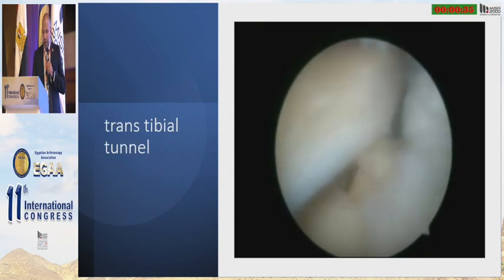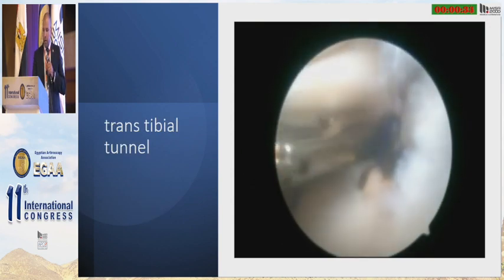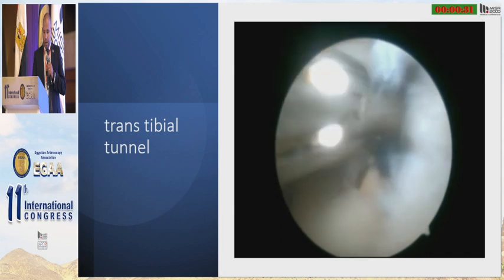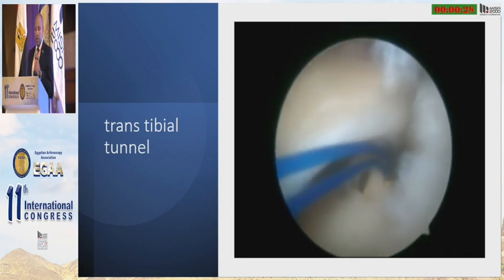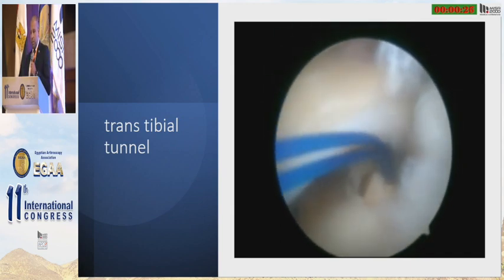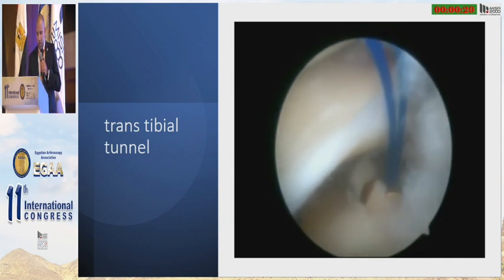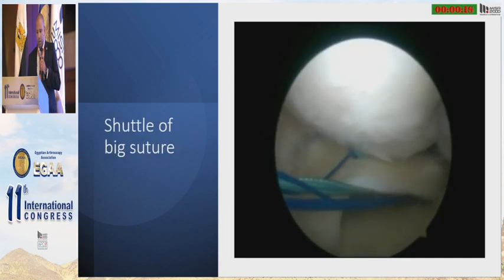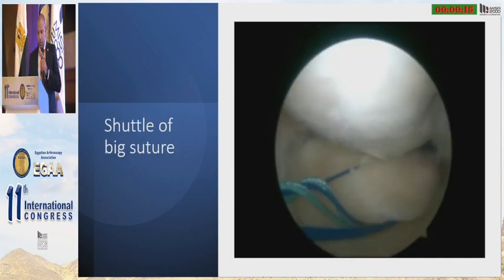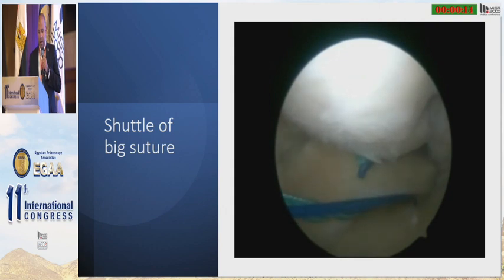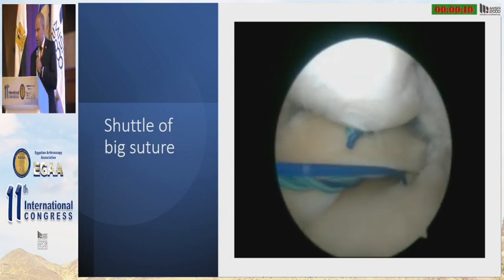In the second step, I make a transtibial tunnel in the footprint of the posterior root of the medial meniscus, not in the cartilage but in the bony part where the footprint of the cartilage is, and I take the shuttle suture through the transtibial tunnel. After which I pass a big suture in the first tunnel, an AC bond number 5 in double fashion.